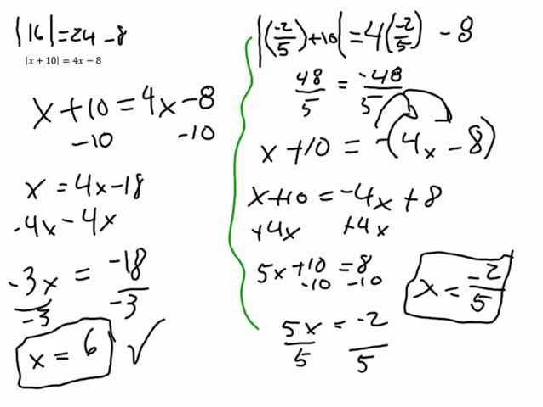Now, my question is, is it true that positive 48 fifths equals negative 48 fifths? No. So, I can then state that this solution here, my solution here, this guy, is extraneous.